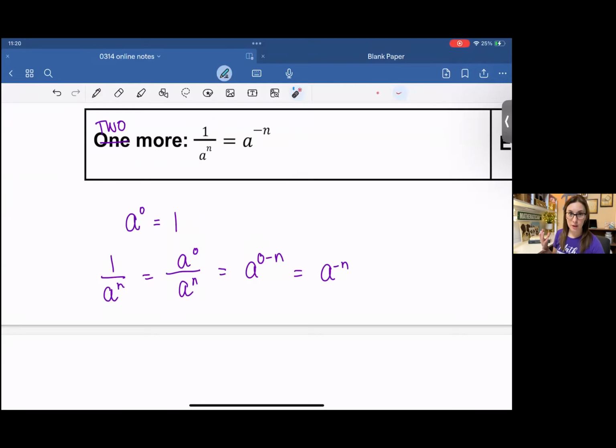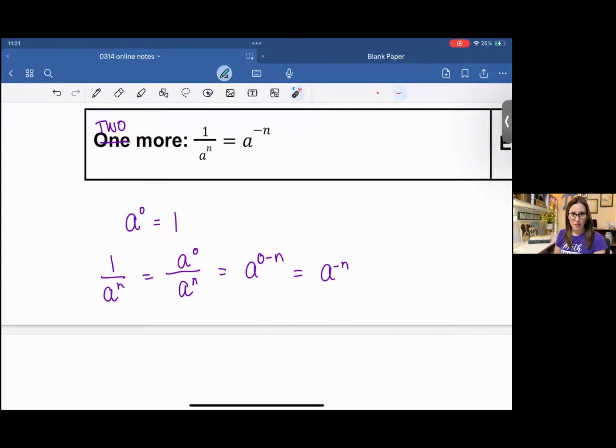So all that to say, when you have a negative exponent in an expression, if you move it over the fraction bar, either to the top or to the bottom, it changes it to a positive exponent. That sounds really weird, but go with me on that. That is just how it translates because of this property there.